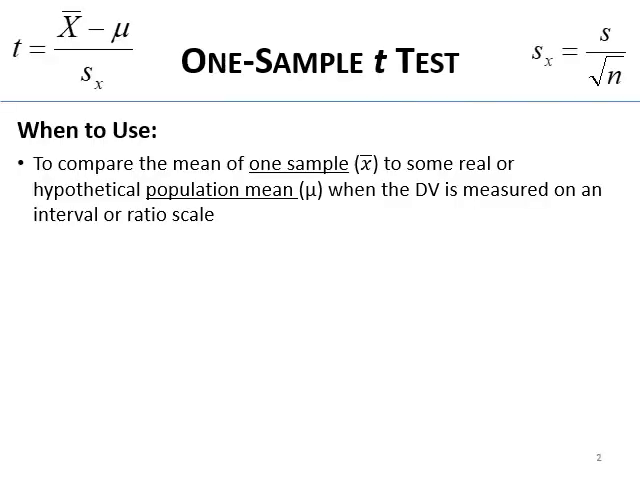So when do you use one sample t-tests? Well, you use them to compare the mean of one sample, and the sample mean is represented by a little X bar, to some real or hypothetical population mean, that is a mu, the Greek letter mu, when the DV is measured on an interval or ratio scale. So you only got one sample, you got a DV that is on an interval or ratio scale, and you want to know, does this differ from some hypothetical average?